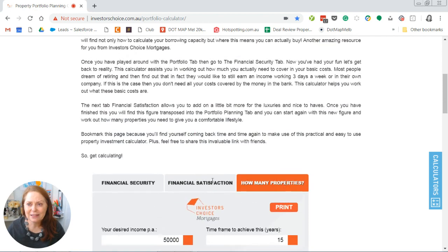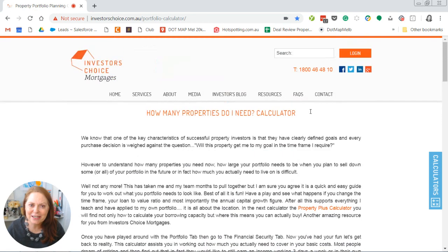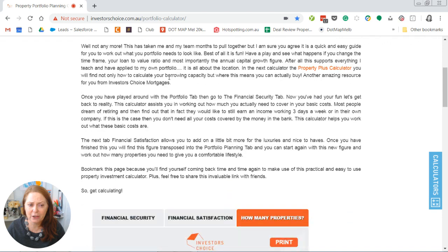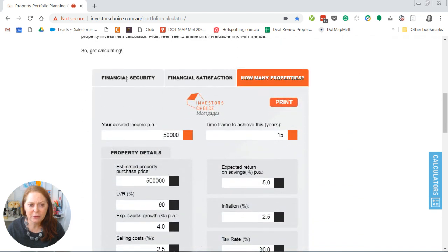So just a quick little example to show you how to use the calculator. As I said, head over to investorschoice.com.au portfolio-calculator. There's some really cool other tabs in here.